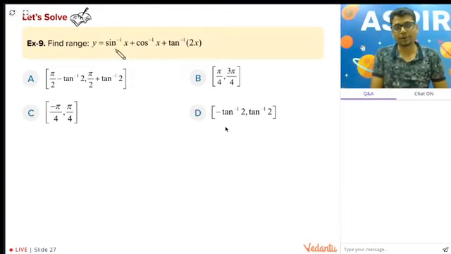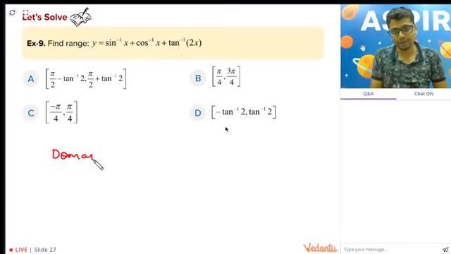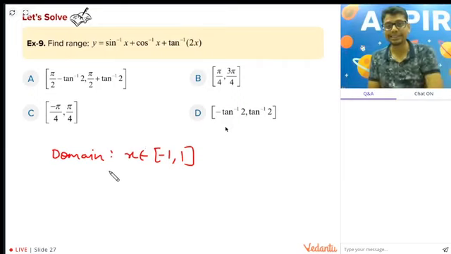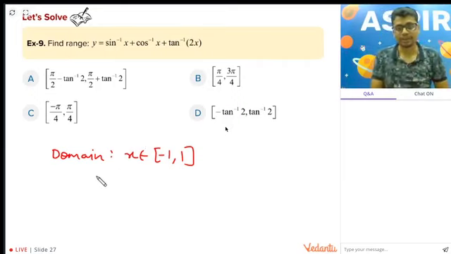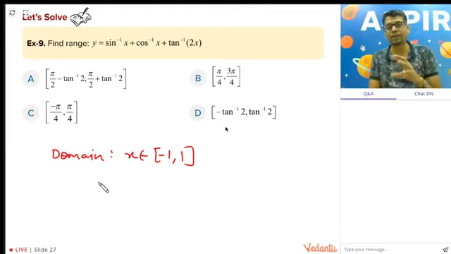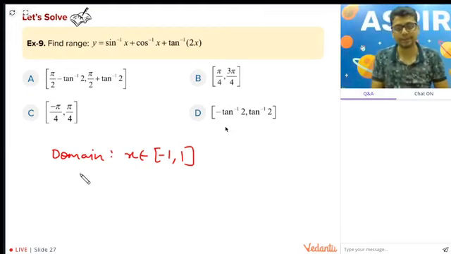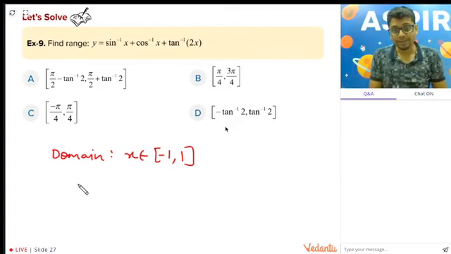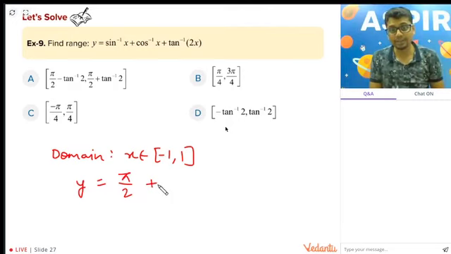So what about the domain? Domain is x belongs to -1 closed to 1 closed, right? Simple. The domain of this, of this, and of this, the intersection. Many are saying easy one, got it easily. That's good. But those who have not got it, or those who have got it with difficulty, please pay attention here. So the domain is -1 closed to 1 closed. Now what about the range? y is basically sine inverse x plus cos inverse x, which is pi by 2 always, plus tan inverse 2x.